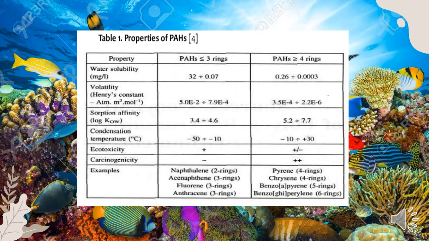So this table represents a summary of the properties of PAHs. From the table, we can see the difference between the PAHs with less than 3 benzene rings compared with the PAHs with more than 4 benzene rings.